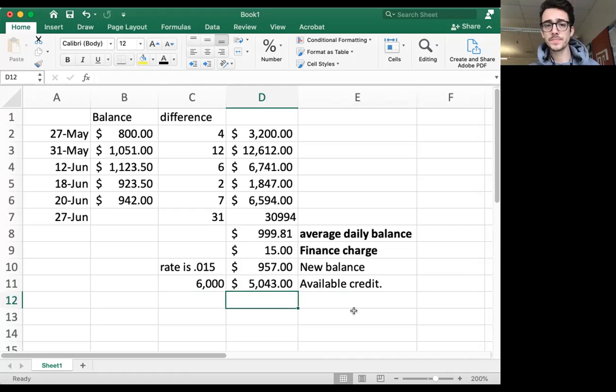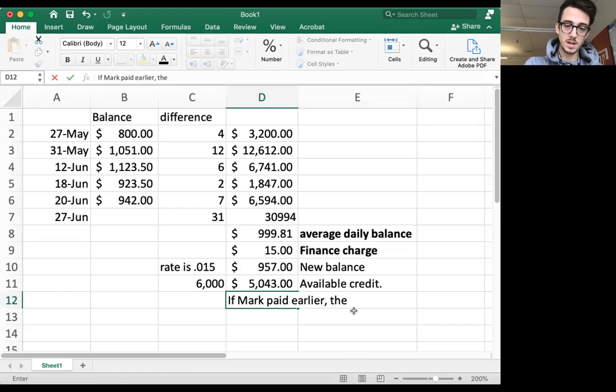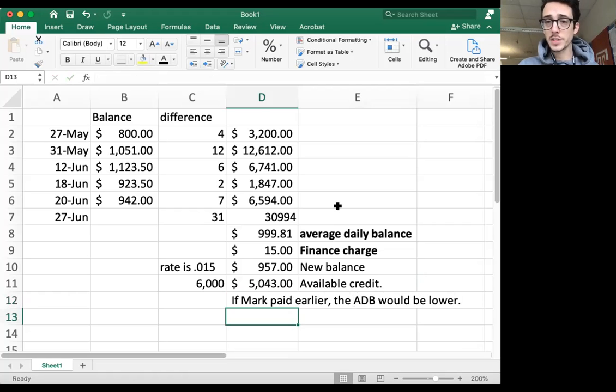The final question asks if Mark's finance charge would have been lower if he paid a few days before. This would actually lower the finance charge because we see that the average daily balance would be lower because, you know, if you pay off something earlier, you're not owing as much as time goes on. So if you pay off the balance a little bit earlier, that lowers the balance and potentially your finance charge. So I'll make a note of that. Mark paid earlier, the average daily balance would be lower. So if Mark coughed up the $200 just a few days earlier, that would lower our finance charge.